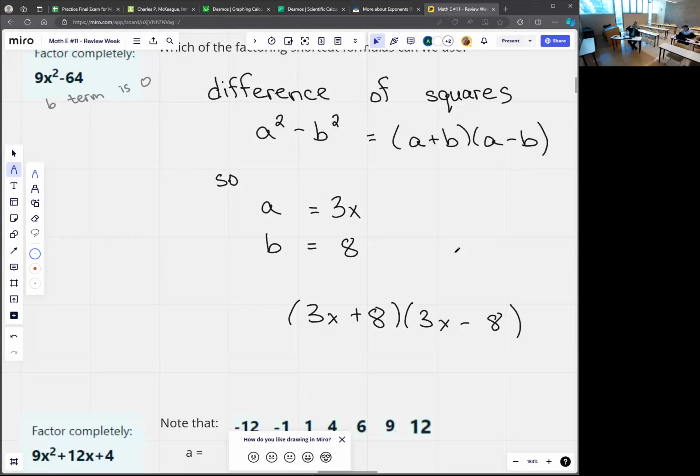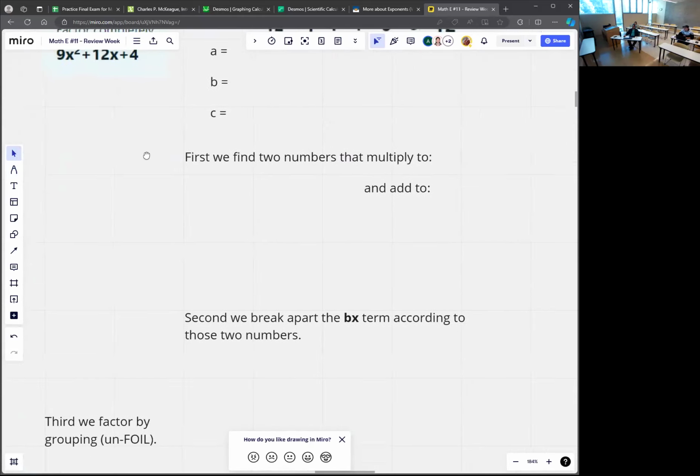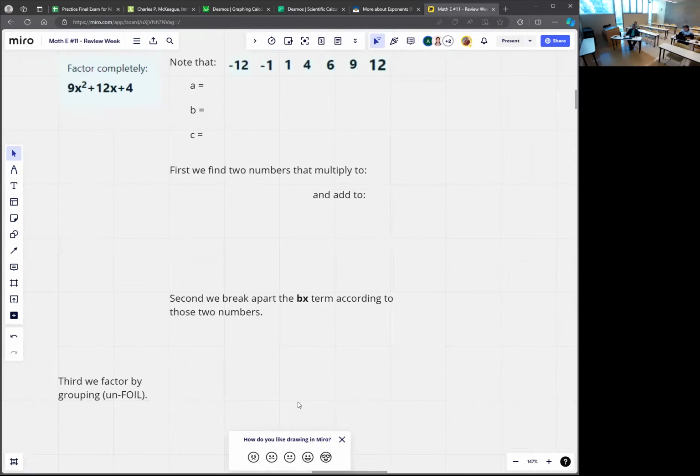So we could do this the long way, the x squared plus bx plus c method, factor by grouping. But I wanted to show you the shortcut at least once. Okay, back to this one. This is why I didn't worry about factor by grouping a moment ago.